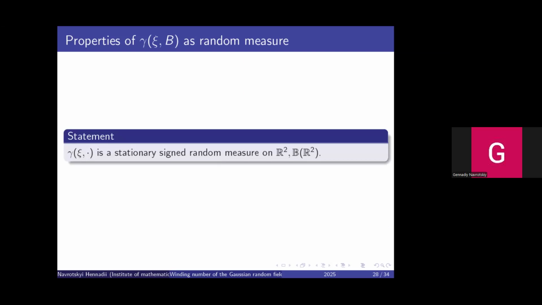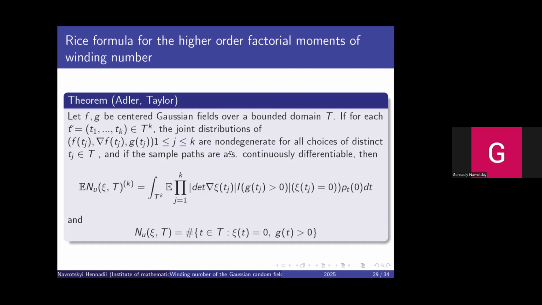Further, we can prove that gamma of psi is a stationary signed random measure on R2 with the Borel sigma algebra on R2. It is signed and takes only integer values, and signed because it can take negative values too.